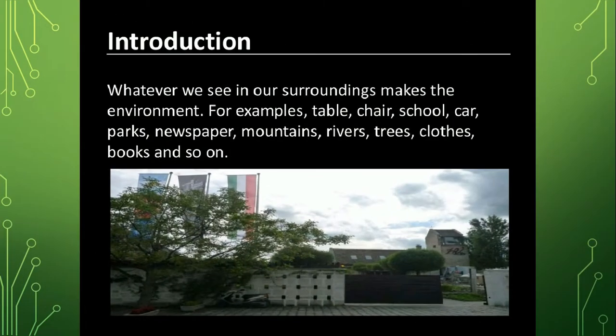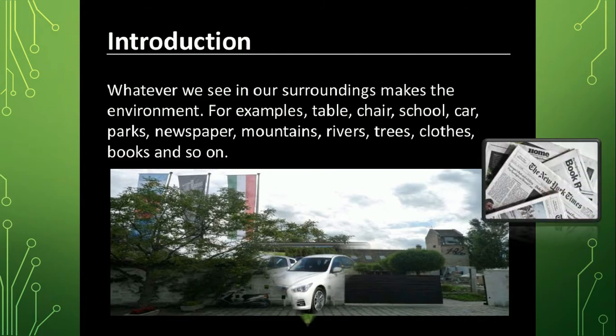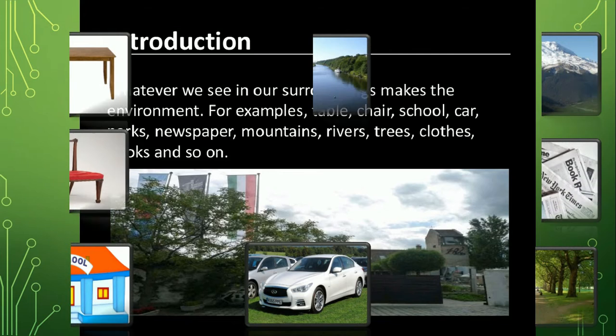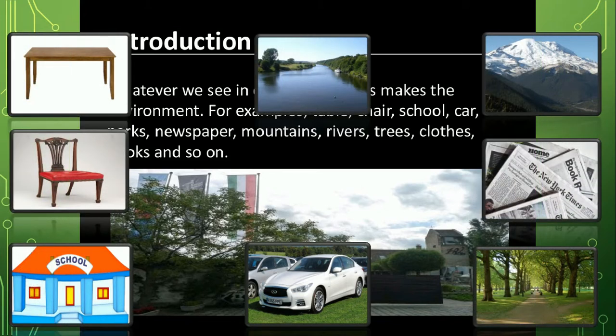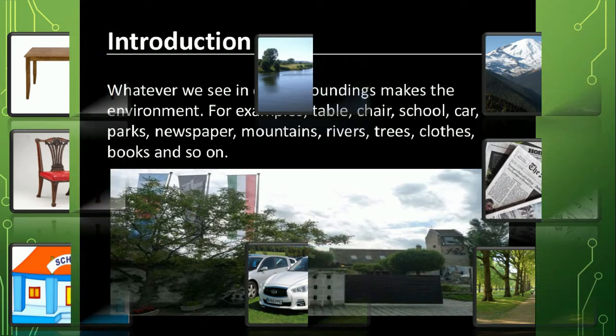Environment is our basic life support system. It provides the air we breathe, the water we drink, the food we eat, and the land where we live. Each and every need is provided by the environment. Whatever we see in our surroundings makes the environment. For example, table, chair, school, car, parks, newspaper, mountains, rivers, trees, clothes, books, stones, and so on. Each and everything here is environment.